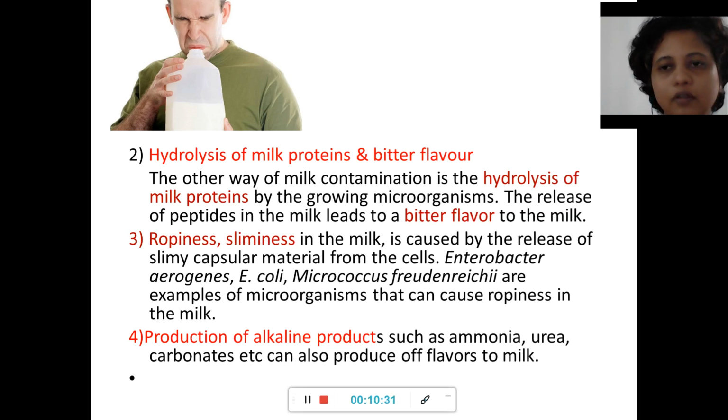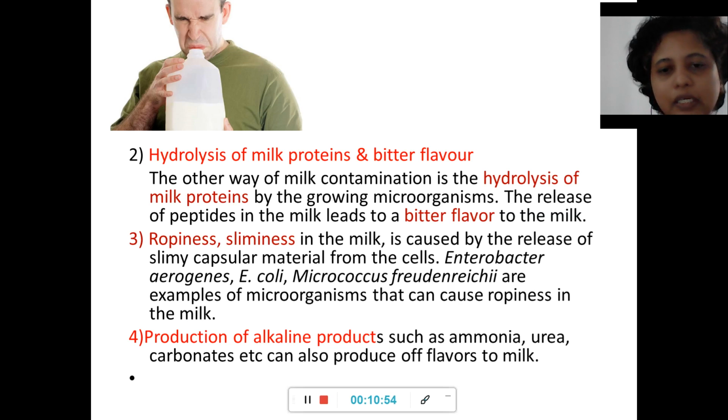Then ropiness and sliminess in the milk is also found, caused by the release of slimy capsular material from the cells of microbes such as Enterobacter aerogenes, E. coli, and Micrococcus freudenreichii. When these grow in the milk, a thread-like ropiness will be formed in the milk.